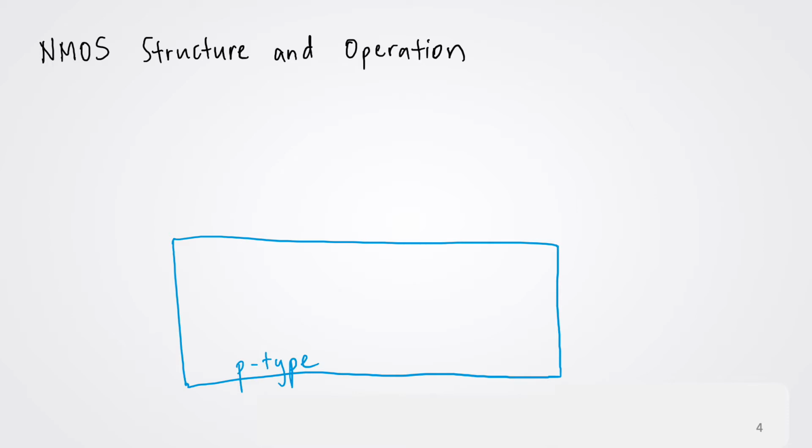To start off, we first look at the NMOS structure. An NMOS is usually fabricated on a P-type substrate. So we have a P-type substrate here, and then there are regions in the substrate that are doped to make them N-type. These would form the two terminals of the NMOS, as you will see later on.